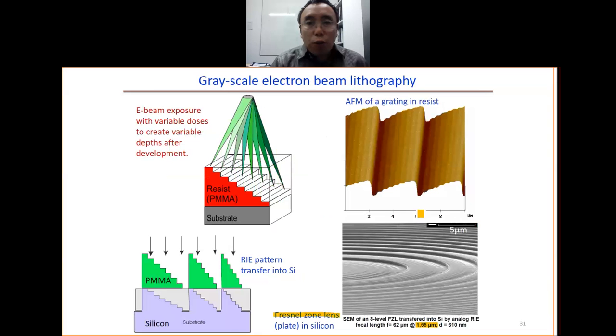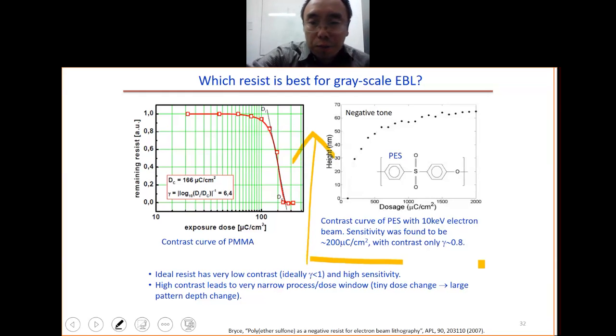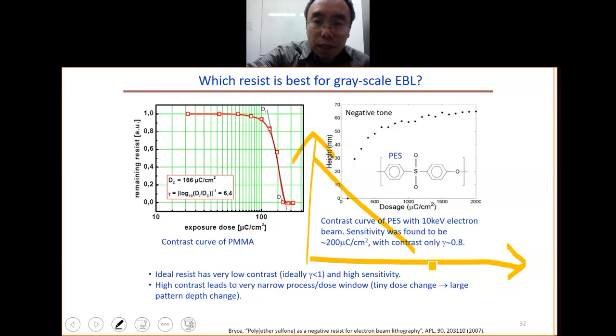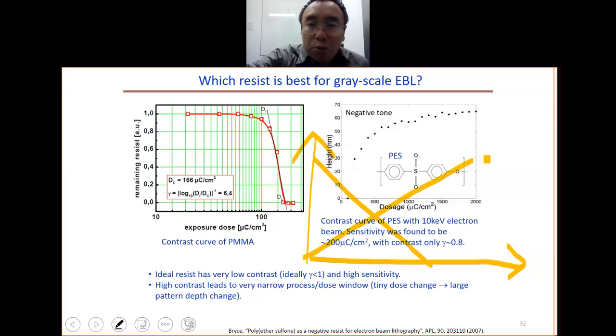For grayscale lithography, what resist do we want to use? The ideal resist should have very low contrast. You can imagine if the resist has a contrast curve like this, that will be good, because when you change the dose, you can change the pattern height linearly. This is the case for the positive resist. For a negative resist, something like this is also good. You change the dose, you change the height linearly.